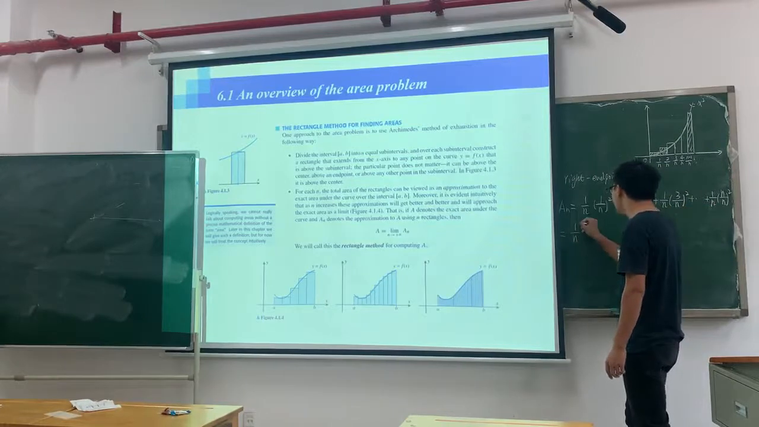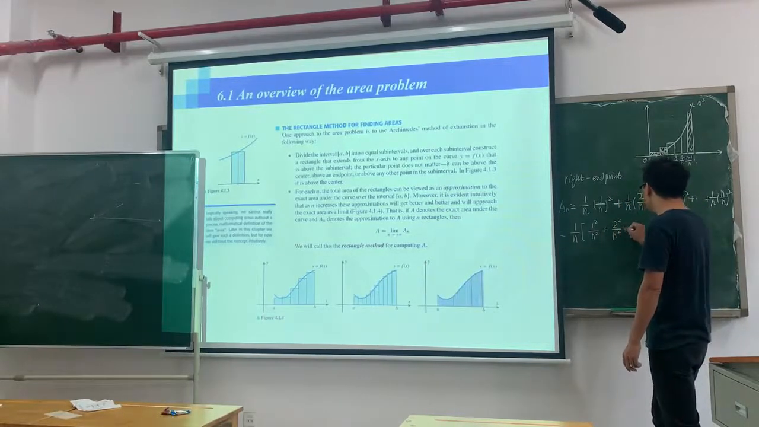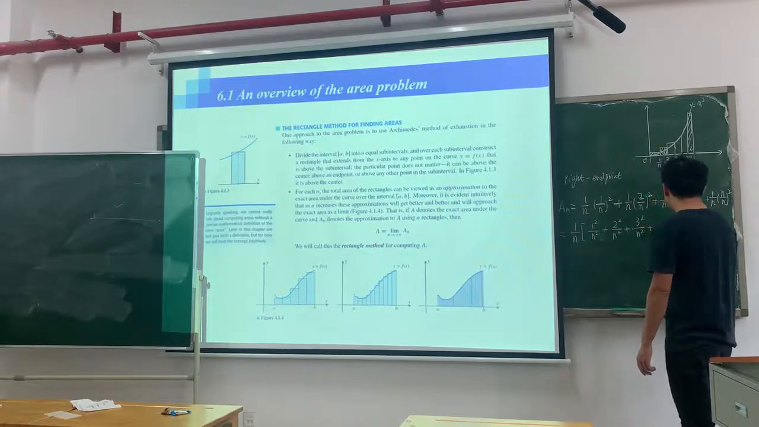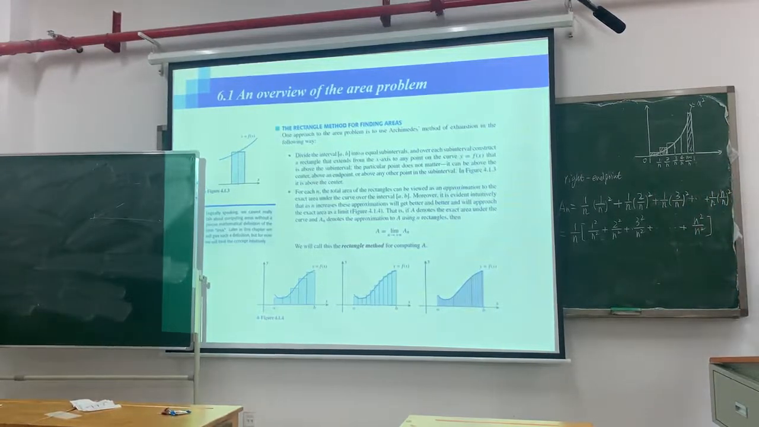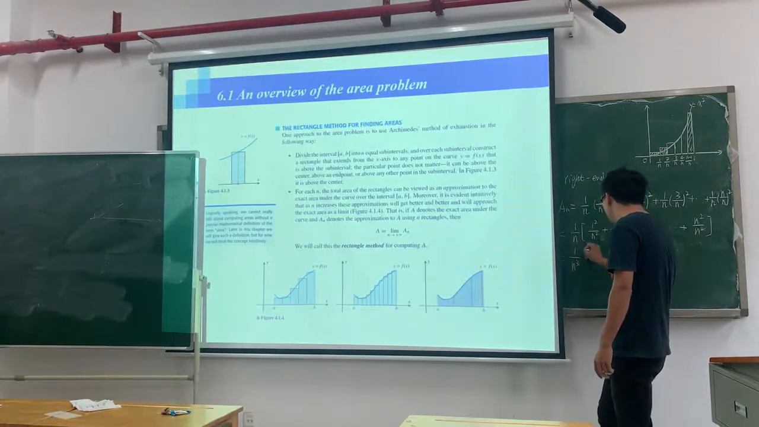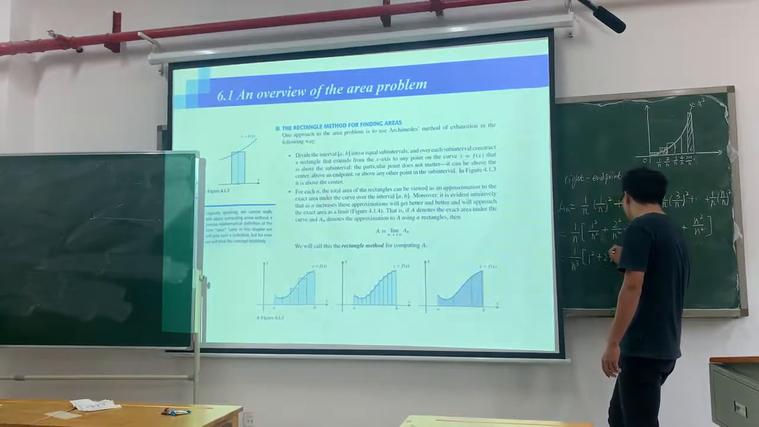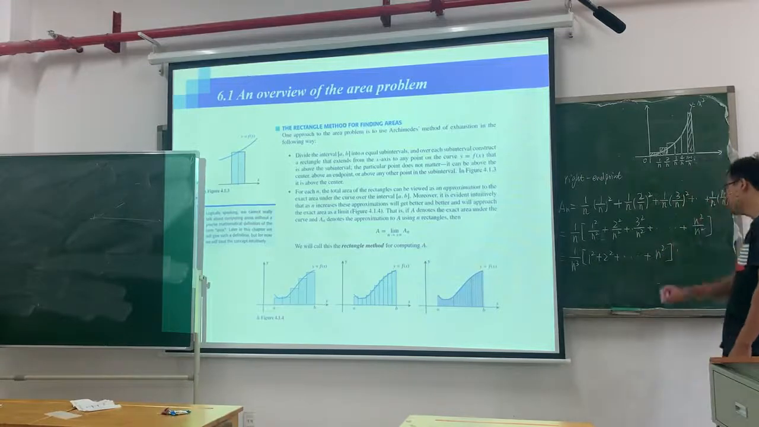We take out 1 by n, so it's 1 squared by n squared plus 2 squared by n squared plus 3 squared by n squared plus n squared by n squared, okay? So we take out n squared, so it's equal to 1 by n cubed times 1 squared plus 2 squared plus n squared, okay?